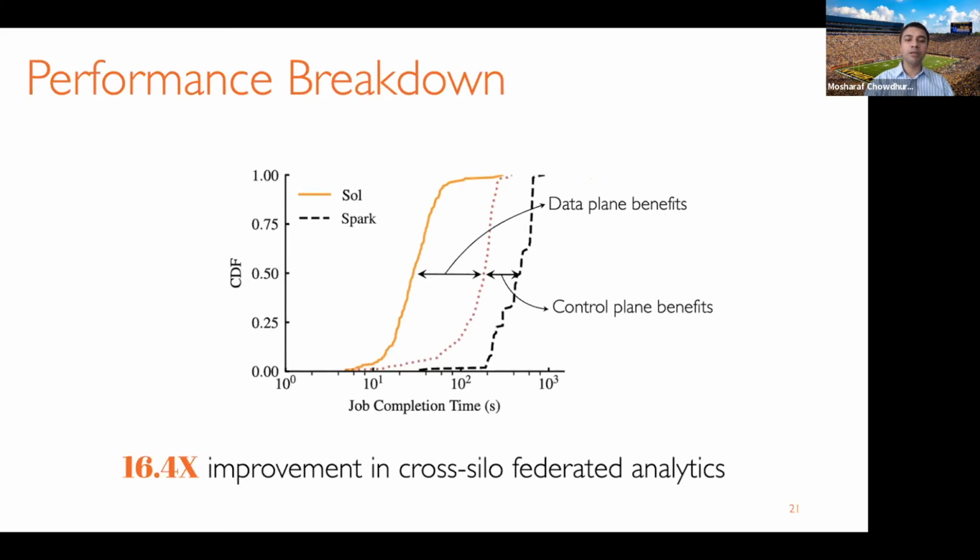So in this plot, we are running a bunch of TPC jobs, and job completion time of individual jobs is on the x-axis. Y is showing the CDF. And as you can see, the improvement over Spark in Sol comes in 2 steps. A big part of it comes from control plane benefit by pushing more tasks. The other part comes from data plane benefits by decoupling computation and communication.